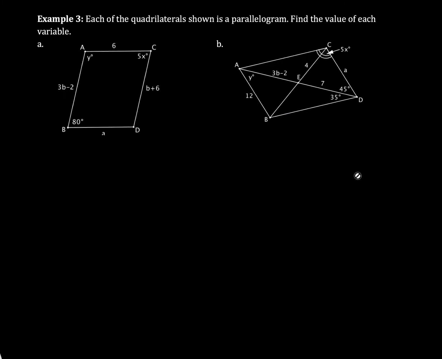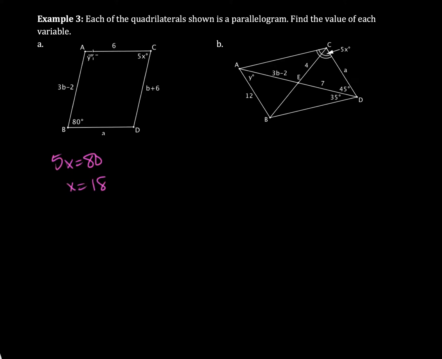Lastly, let's look at what we can do with some algebra and some of these ideas about what has to be true in a parallelogram. Let's find the value of each variable in these two exercises. First of all, let's look at x right here. I know I have a 5x over here for angle C and an 80 degrees over here for angle B. And I know those two must be congruent to each other. So I can say that 5x needs to equal 80, in which case x would be equal to 16. Divide both sides by 5.